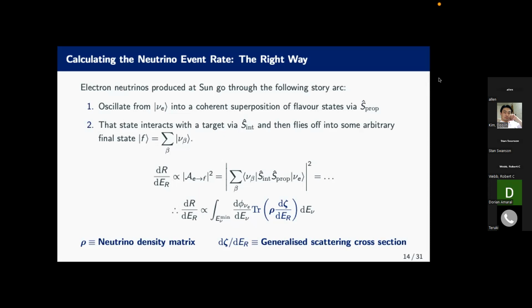So here you have a zeta, which is a generalized scattering cross section, and a rho, which is a density matrix that captures the full evolution from electron neutrinos to however they are on Earth in different planes. And this is very important because this difference in treatment can really impact the limits that you might draw within this line.